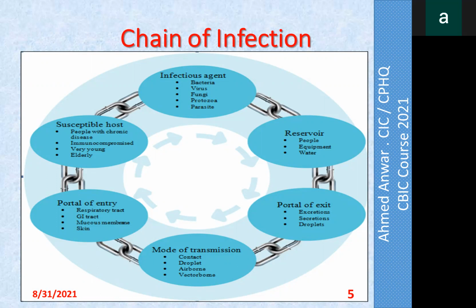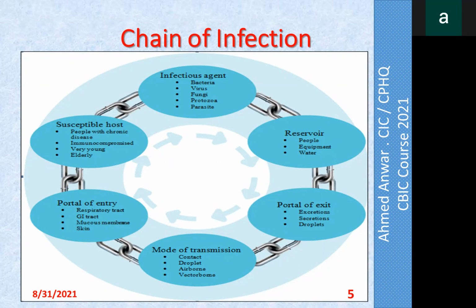After that, the infectious agent will transfer to another person or another host by a mode of transmission. This mode of transmission may be of 5 types: contact, droplet, airborne, vector, or vehicles, and we will discuss it later. After the mode of transmission, it will reach the new host and will enter the new host through the portal of entry.